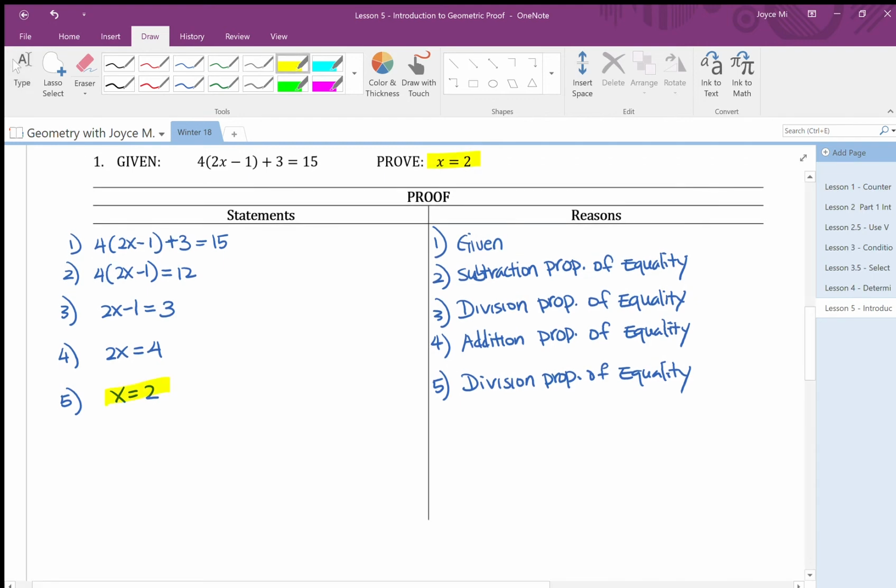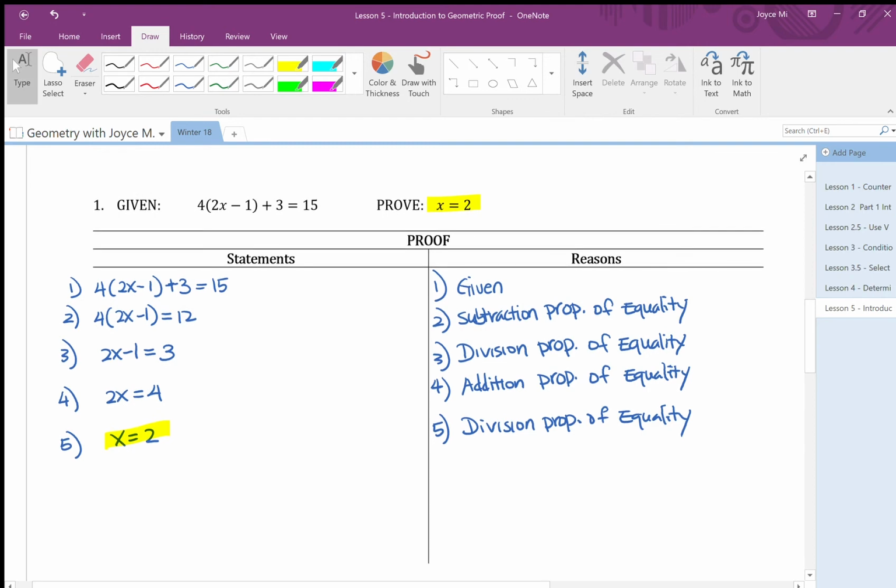Okay. So that's it. Solving, we use that reason. We solve all the time. We know we could add, we could subtract. We just never really write down the reason in your algebra class. But this is a 2-column proof. Now let's move on to example 2.